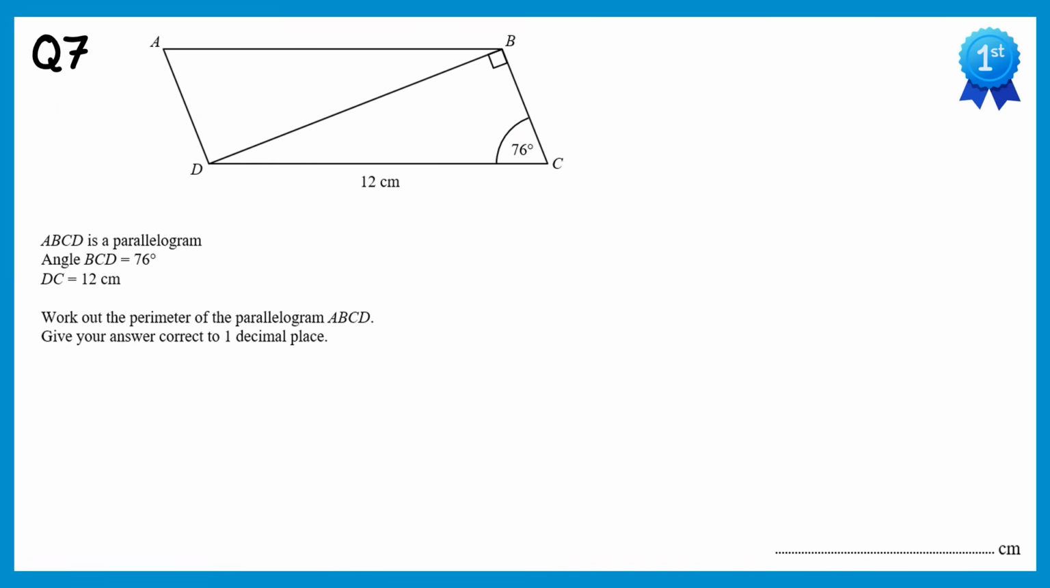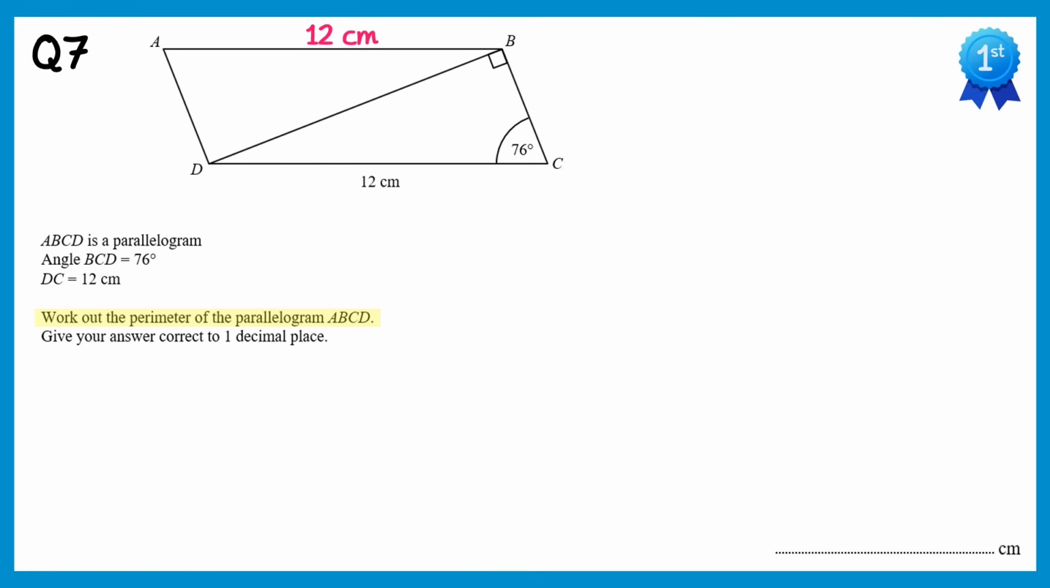For this question, we need to find the perimeter of this parallelogram. To find the perimeter, we'll need to know the lengths of all of the sides. Now we can see the side DC on the bottom, that's 12, which means the side at the top, AB, must also be 12. So we're just missing AD and BC.